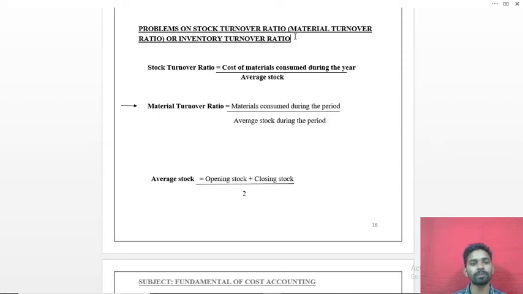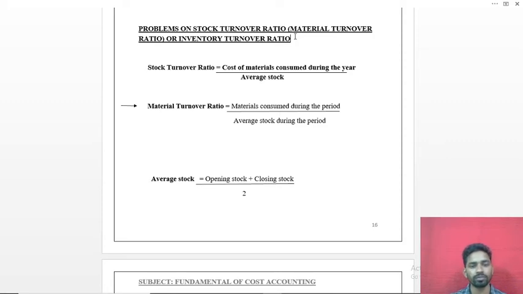For that purpose, these three formulas are there. Which are those three formulas? Stock turnover ratio is the cost of material consumed during the year divided by average stock. So this is the formula for the stock turnover ratio.